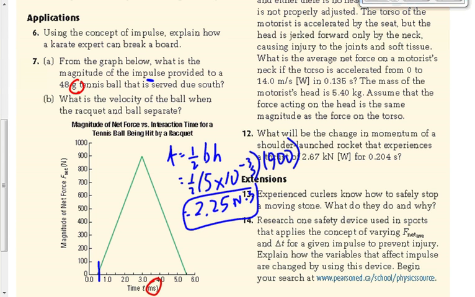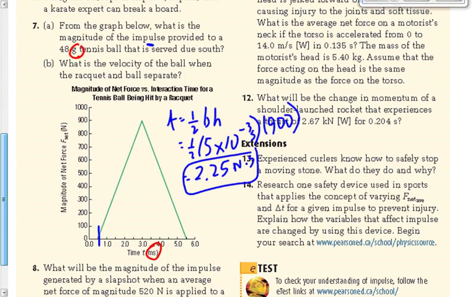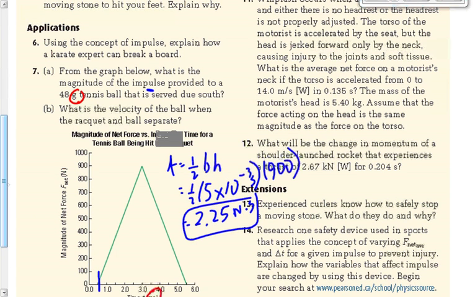2.25 Newton seconds. Now, in question B, we want to find the velocity of the ball when the racket and the ball separate. Now, it doesn't actually say what the initial velocity of the ball is, does it? I don't think it does. We're going to have to assume here that the initial velocity of the ball is 0. We don't know that it is. Yeah, we do, because it's served, right? Tennis ball is served. It's served from rest. So the initial velocity will be 0.